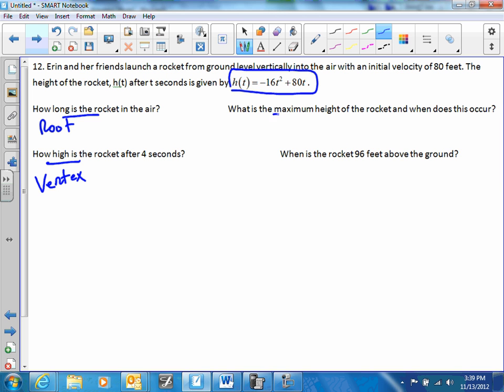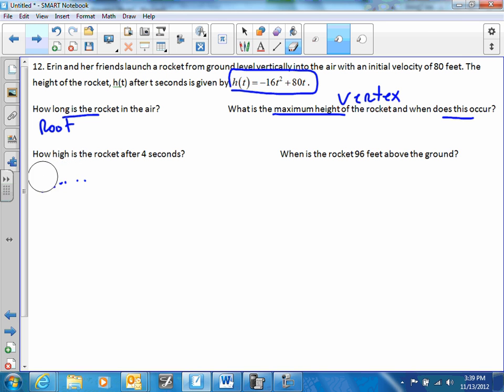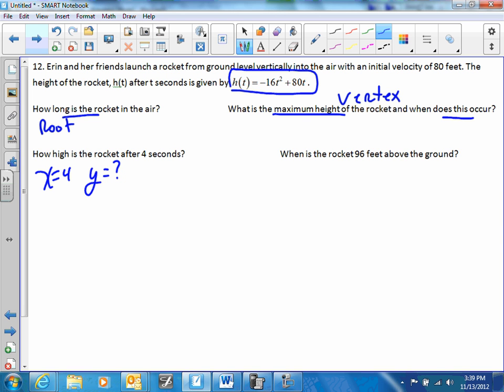All right, what is the maximum height? And when does this occur? Oh, I'm sorry. No, this is your vertex. I apologize. I didn't read the question. This one is how high is the rocket after 4 seconds. So that means when x is equal to 4, what is y? Okay? And then finally, when is the rocket 96? Well, when y is 96, what is x? Okay, so those are the questions that we're going to answer.